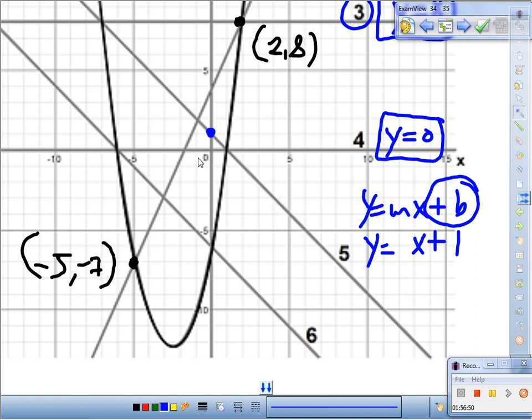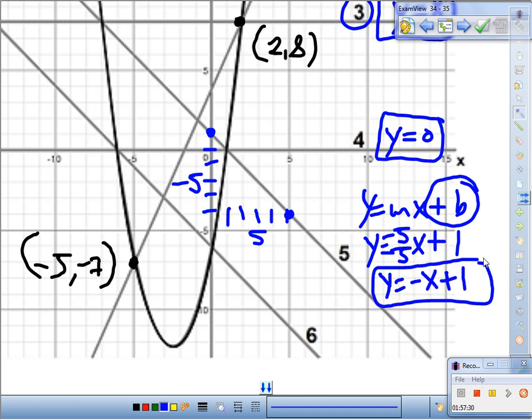Negative 1? 5. 5, negative 4. 5, negative 4 is right there. Okay, so let's see. To get from here to here, how many steps down? 1, 2, 3, 4, 5. That's negative 5. How many to the right? 1, 2, 3, 4, 5. So that means negative 5 over 5, which is what? Negative 1. So it's y equals negative 1x plus 1. That is correct.